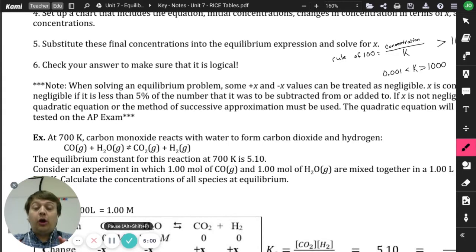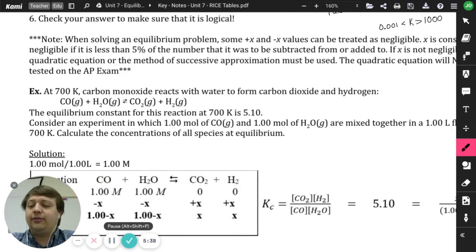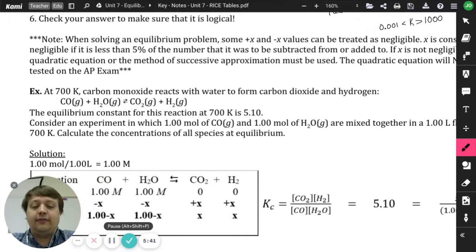Let's actually solve a problem using this general idea. It says at 700 Kelvin, carbon monoxide reacts with water to form carbon dioxide and hydrogen. We've got our balanced reaction: CO plus H2O in a reversible reaction produces CO2 and H2. They tell us the equilibrium constant for this reaction at 700 Kelvin is 5.10. Consider an experiment in which 1 mole of CO and 1 mole of H2O are mixed together in a 1 liter flask at 700 Kelvin. Calculate the concentrations of all species at equilibrium.